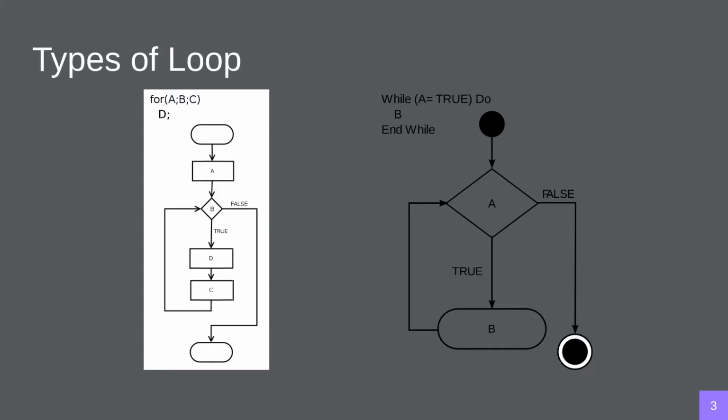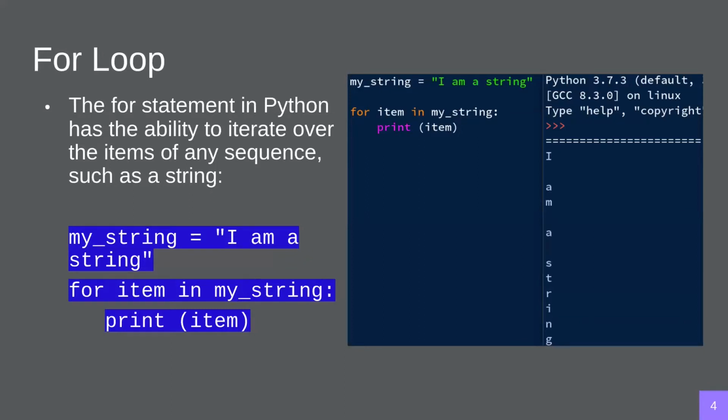Here's how we'd write a for loop in Python. We just write my_string, or any variable name, equals "I am a string". This is just a little example string I've created here. Then we write for item in my_string, print item. For means we're about to start a for loop. Item is a variable name. This could be any word, it doesn't matter. I'm just using item by convention. In is a keyword, and my_string is the variable that we created up here.